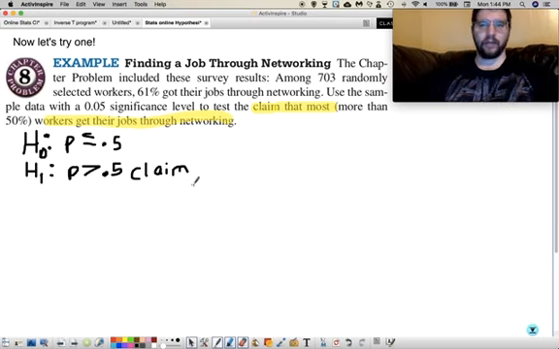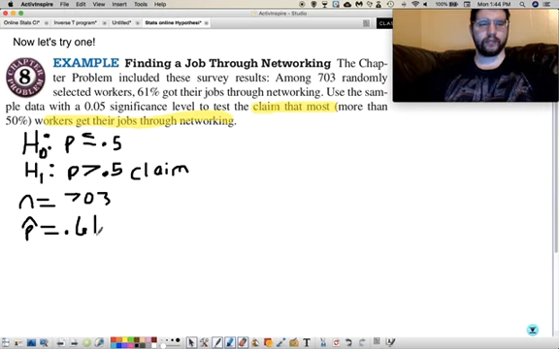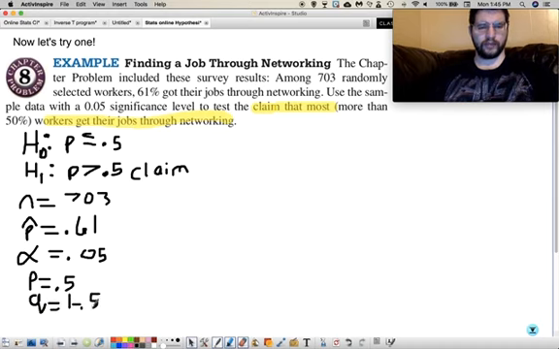Okay, we've got our claim, we've got our hypotheses. Now let's write down our data. N is 703. P hat is 0.61. Alpha is 0.05. It's a one-tailed test, so we don't need to worry about cutting it in half. P is 0.5. Q is 1 minus 0.5, or 0.5.